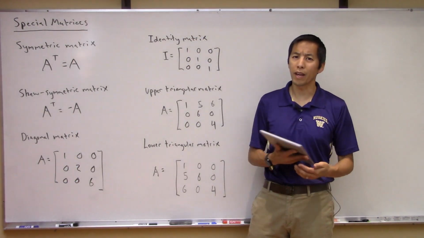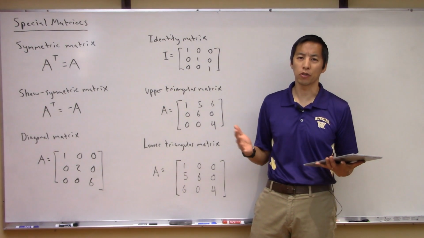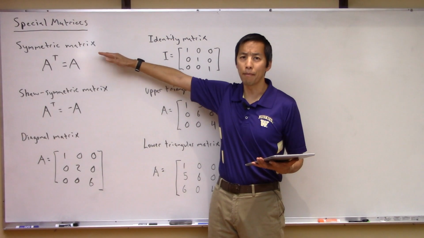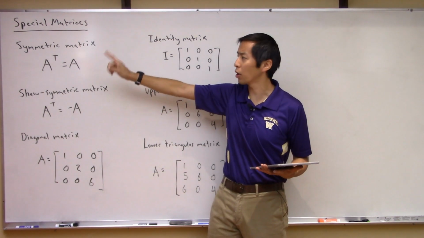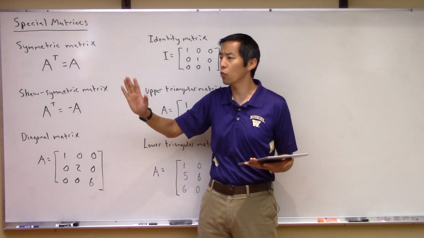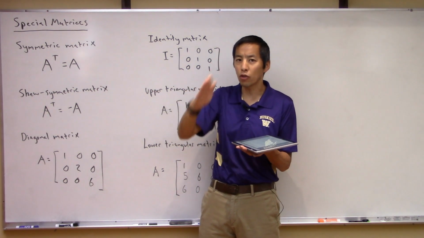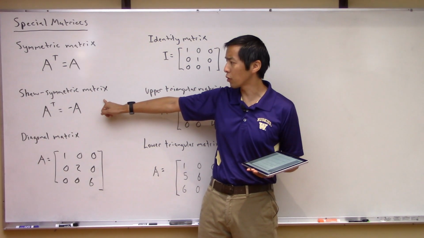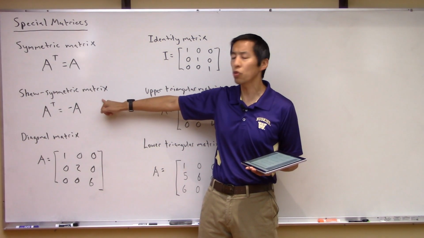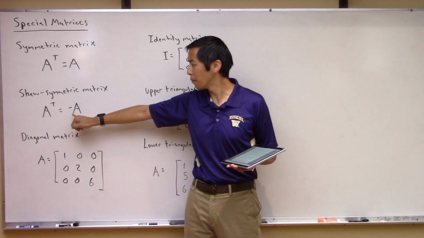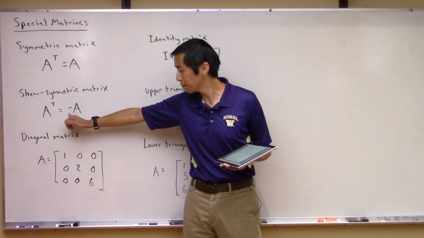All right, so to close out, let's talk about a few special matrices that you might run into. One special type of matrix is sometimes referred to as a symmetric matrix, and this is a matrix that has the property that when you take its transpose, you get the exact same thing. In other words, the matrix is symmetrical across the diagonal. A related type is a skew symmetric matrix, where you take its transpose and you almost get the same thing, but with a negative sign in front.